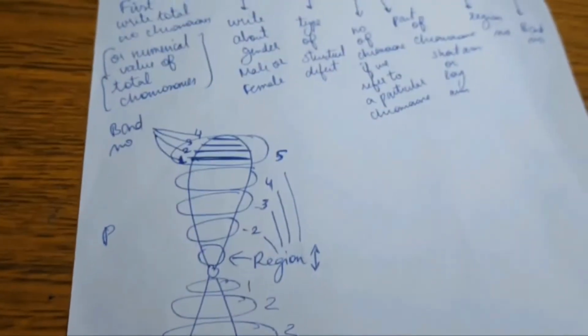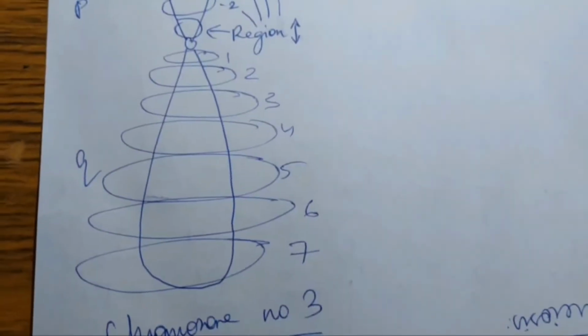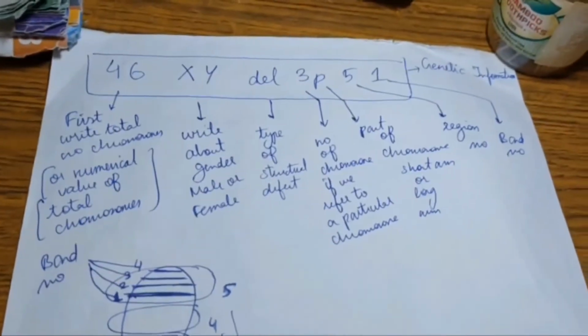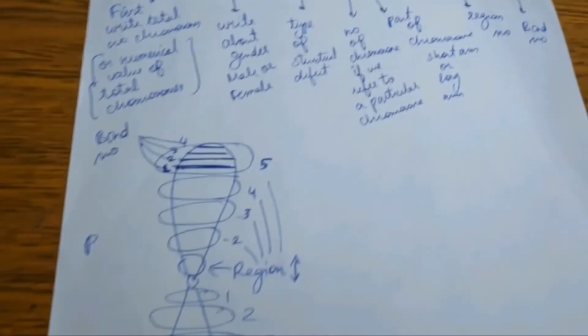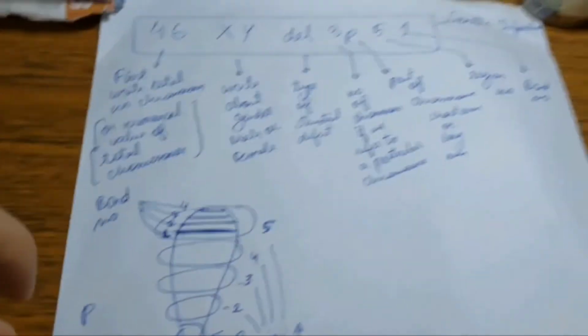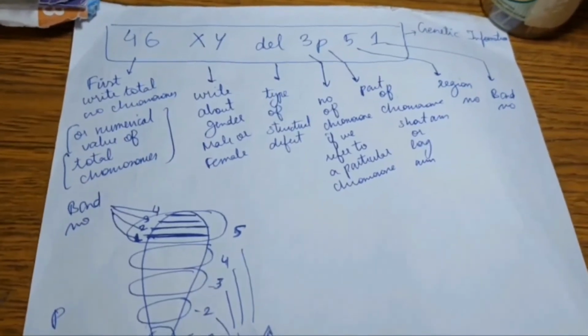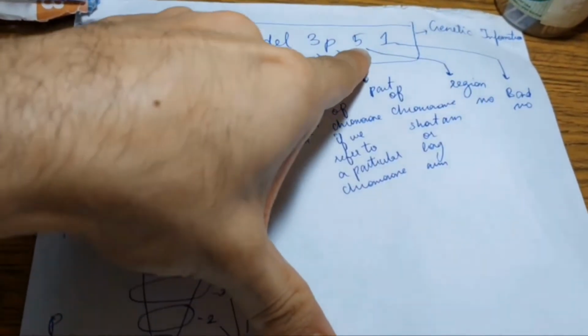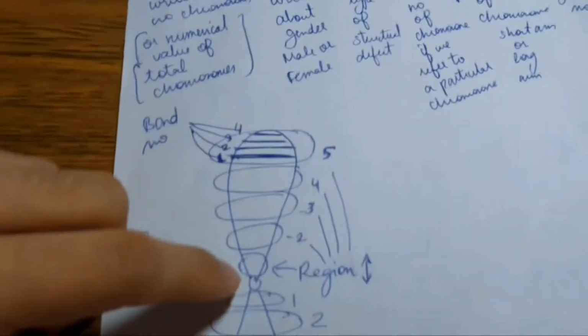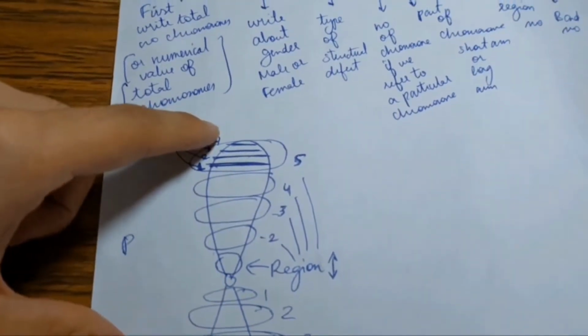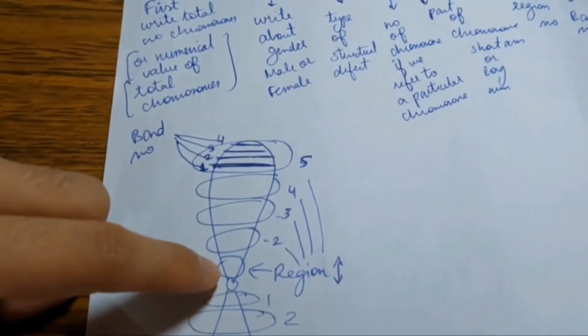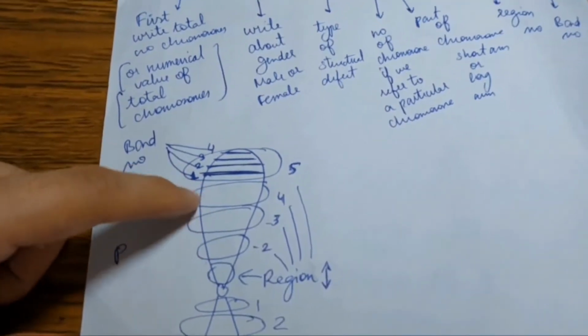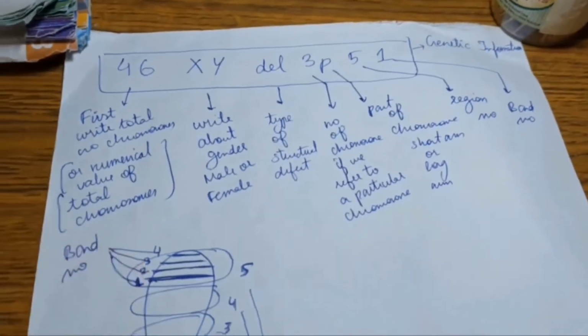So here we have our chromosome number 3, and we were told that in chromosome number 3 the defect was in the P arm, the short arm, on the 5th region. Remember, region 5. The region numbers count from the centromere towards the telomere. That's how we count the region number. So this is region number 1, 2, 3, 4 and 5. There we have to see region number 5.